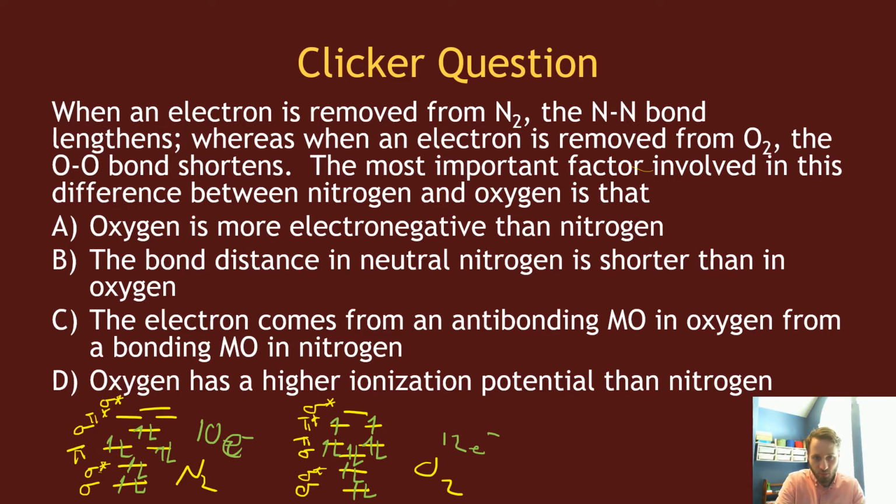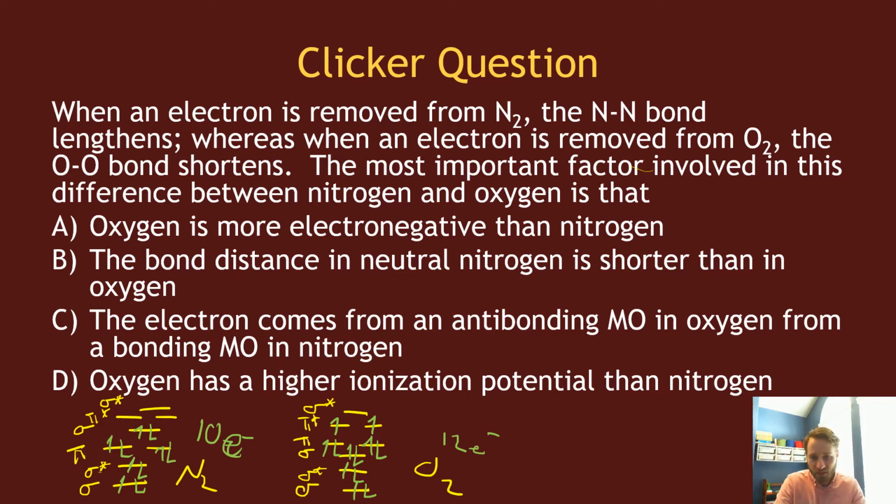If I remove that electron from nitrogen, then what's happening is I'm removing an electron from a bonding orbital. This is in the sigma bonding orbital, so I'm removing an electron from a bonding orbital. That's going to weaken my bond, which will lengthen the bond. A weaker bond is going to have a longer bond length because the atoms aren't held together as tightly.